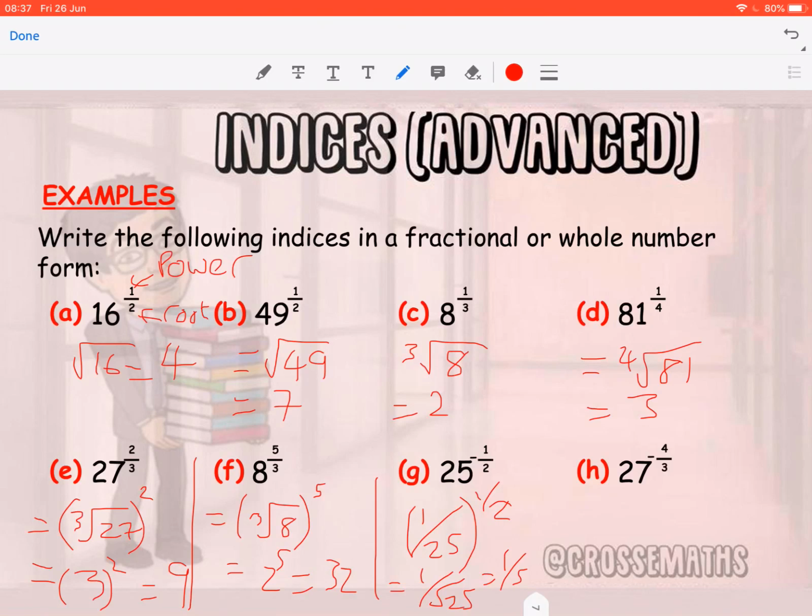Quite straightforward, okay? Last one, again, exactly the same thing. I'm going to do the negative one first, which gives me 1 over 27 to the power of 4 over 3. Then I'm going to do the bottom bit, so the cube root. 1 over cube root 27, all to the power of 4. Cube root of 27 is 3. So 1 over 3, all to the power of 4. 3 times 3 times 3 times 3 gives me 1 over 81.